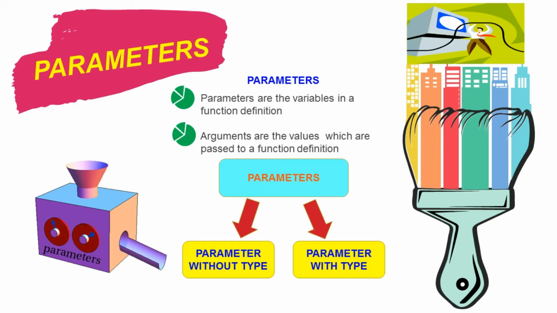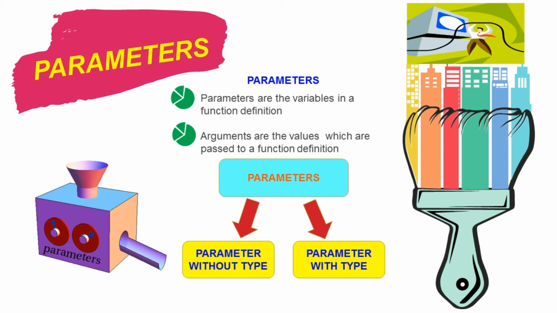Parameter. Here, a parameter is the variable in a function definition. Parameters are the variables. Underline the word variable. Arguments are the values which are passed to a function definition. Arguments are the values. Let us see the example. The function is shopping, that is, the function name is shopping. Buy groceries, buy clothes. Here groceries and clothes are the parameters, that is, the variables in a function definition.